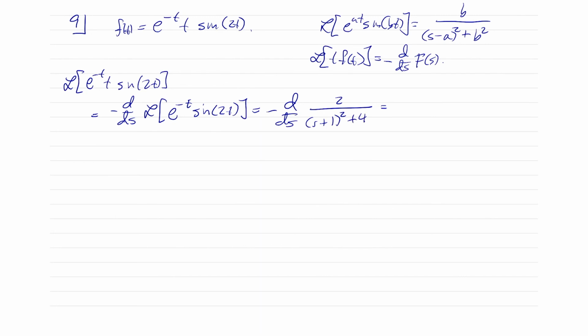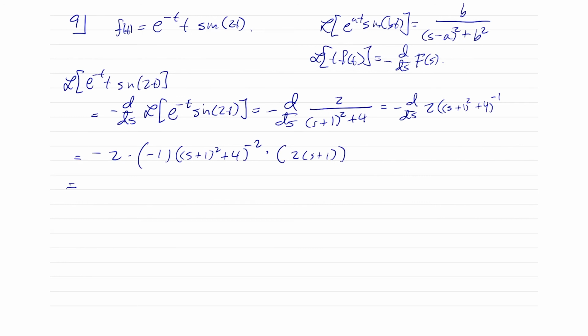Now if I take the derivative of that, let's see. We can just go ahead and use the chain rule, because this can be written as 2 times (s plus 1 squared plus 4) to the negative 1. And so then what we get is minus 2 times negative 1 times (s plus 1 squared plus 4) to the negative 2, and then this times the derivative of the inside, which is 2 times (s plus 1), right?